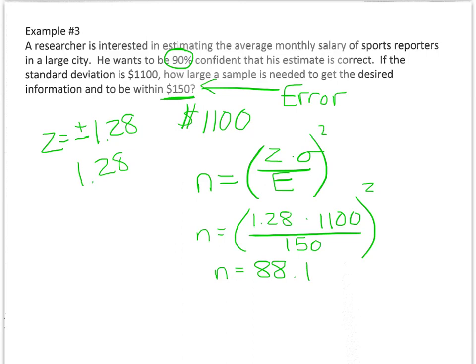88 would be too small a sample size. It can't be 88.1 because we're looking at people here. So I'd have to round up. In this case, I'd have to interview or survey 89 sports reporters to be within $150 of the true mean.